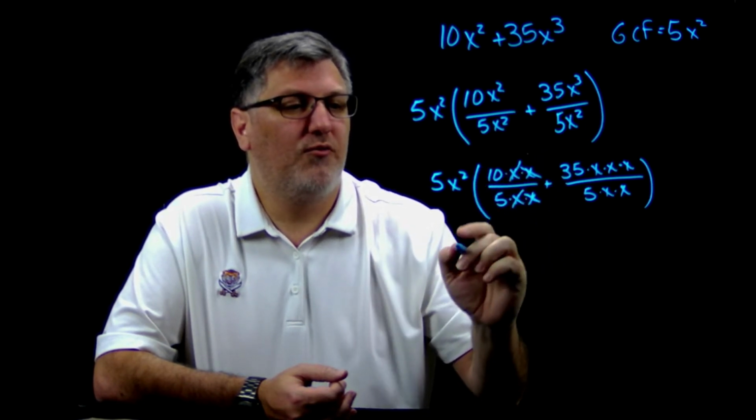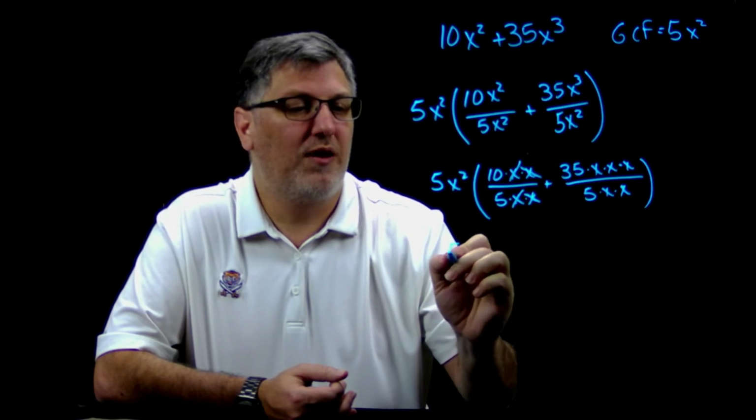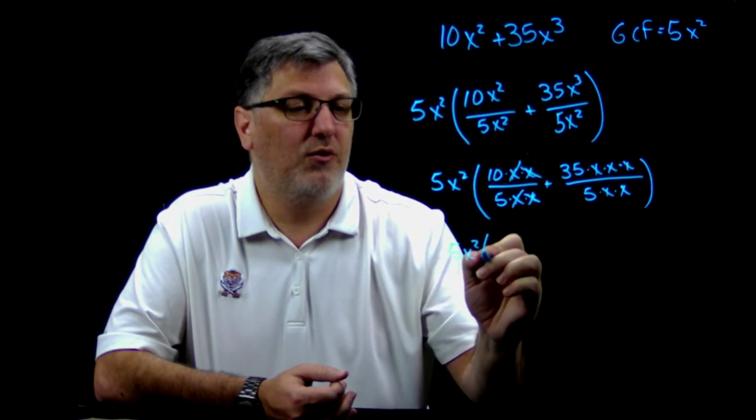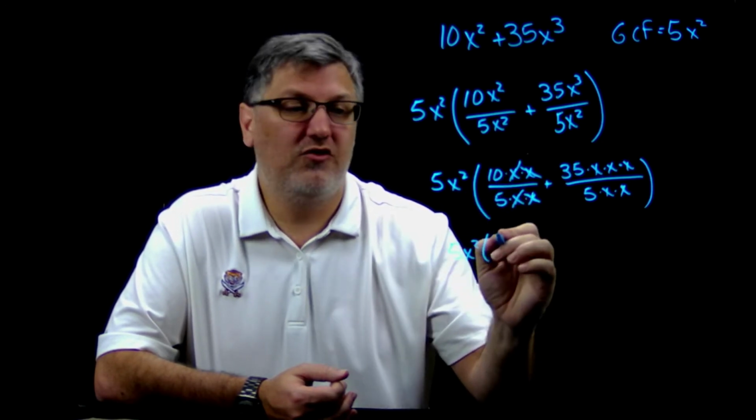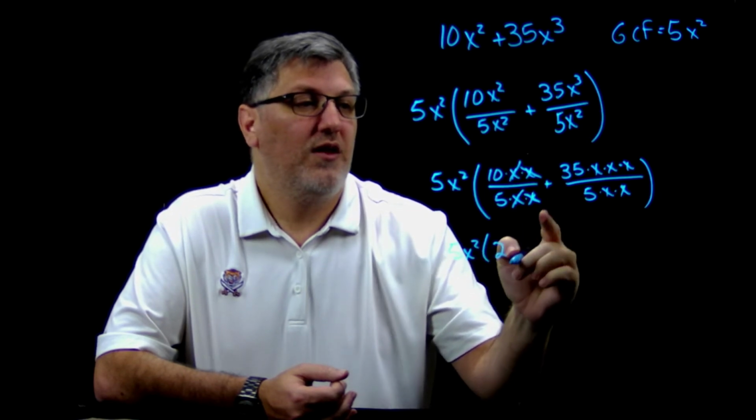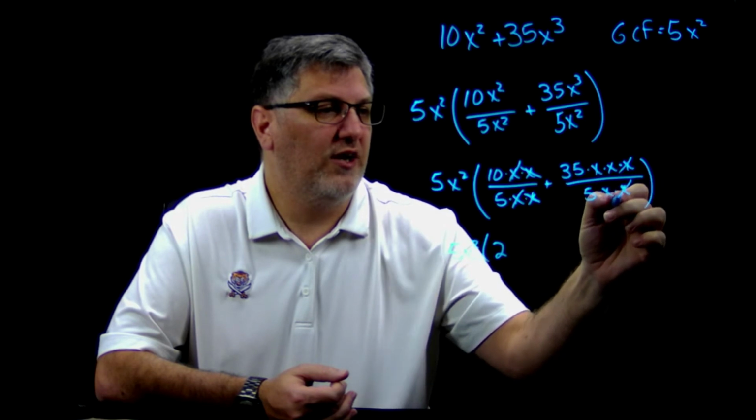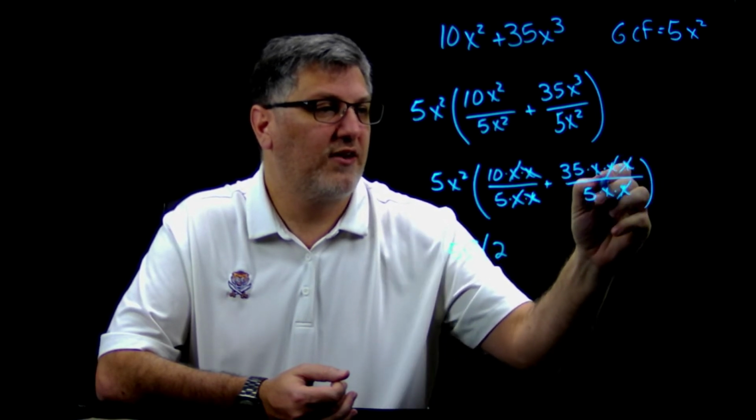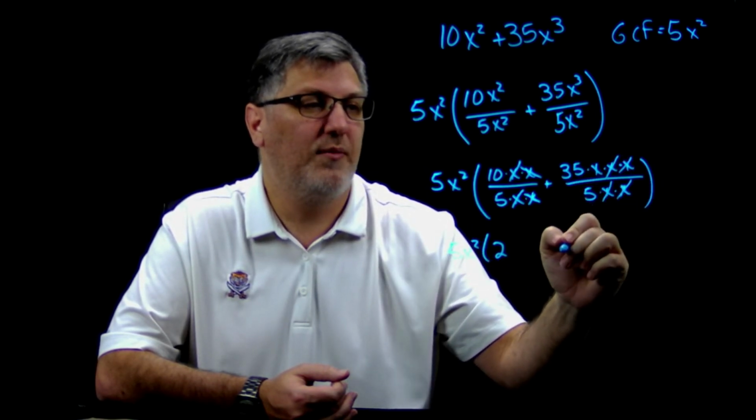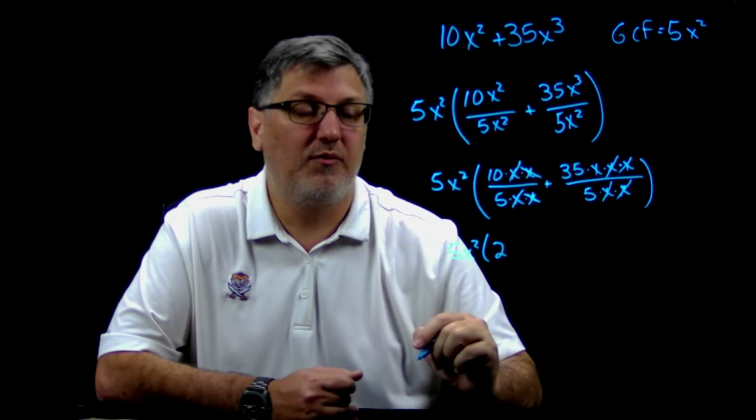And then I ask myself, what's 10 divided by 5? So I'm going to write my greatest common factor here, 5x squared. 10 divided by 5 is 2. Then I'm going to look here. Well, I have an x that cancels here and here because they match up. An x that cancels here and an x that cancels here. They match up. So I know I'm going to have an x left in my answer.